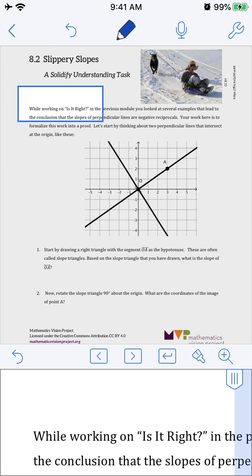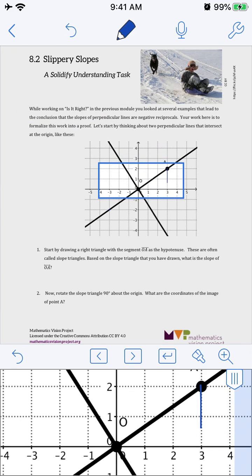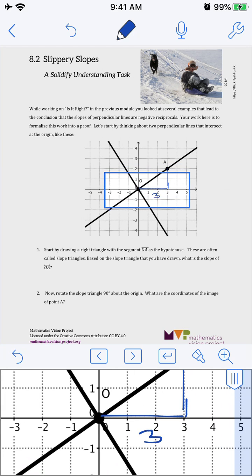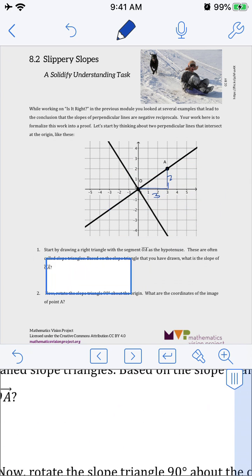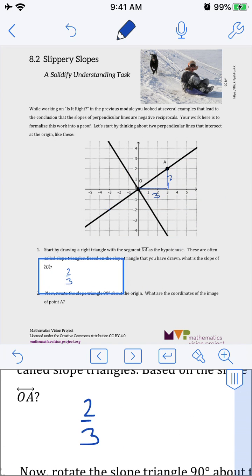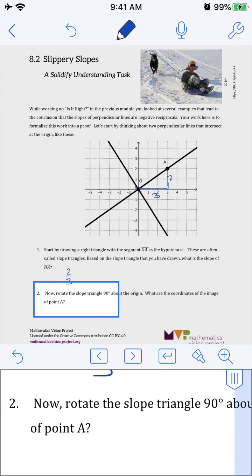Start by drawing a right triangle with the segment OA as the hypotenuse, and these are often called slope triangles. Based on the slope triangle that you have drawn, what is the slope of the line OA? Okay, so we know how to do this. We want to use a triangle, and this is just a visual triangle, not quite the same triangle of 8.1. This would be a run of 3, a rise of 2, so we would say that the slope would be 2/3. Cool. Now rotate the point 90 degrees about the origin using the coordinates of the image OA. Or what are the coordinates of the image of point A?